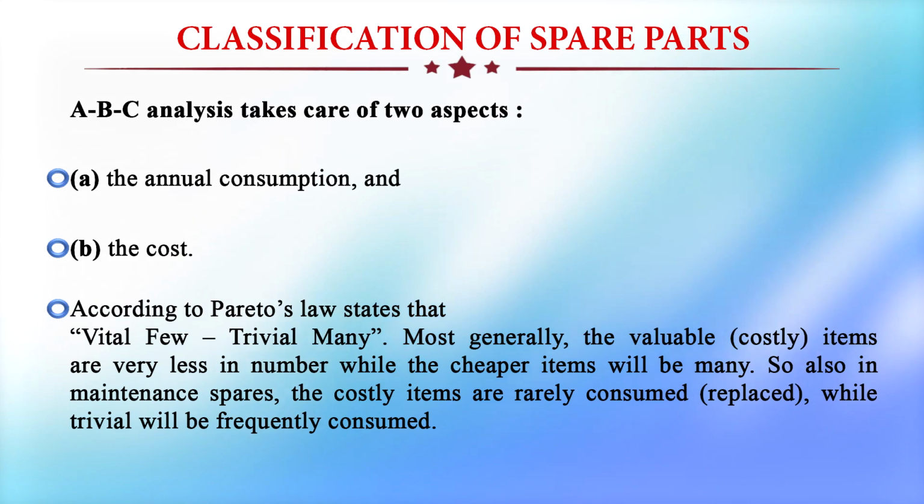According to Pareto's law, vital few, trivial many. Most generally, the valuable items are very few in number, while the cheaper items are many. So also in maintenance spares, the costly items are rarely consumed or replaced, while trivial ones are frequently consumed. This is Pareto's principle. We say the valuable items are 20% and the invaluable items are 80% of consumption. That is why we call it vital few and trivial many.